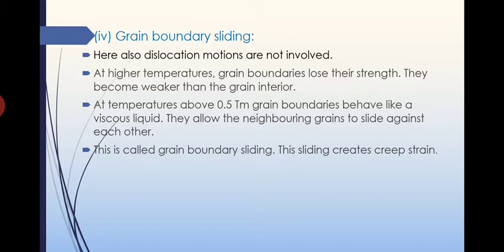At higher temperature, grain boundaries lose their strength. See, as the temperature goes on increasing, grain boundaries always lose their strength. They become weaker than the grain interiors, but the interior is much stronger. At the grain boundary, its strength is lost. That means at temperatures above 0.5 Tm, grain boundaries behave like a viscous liquid. Once it loses its strength, it will somehow behave like a viscous liquid.